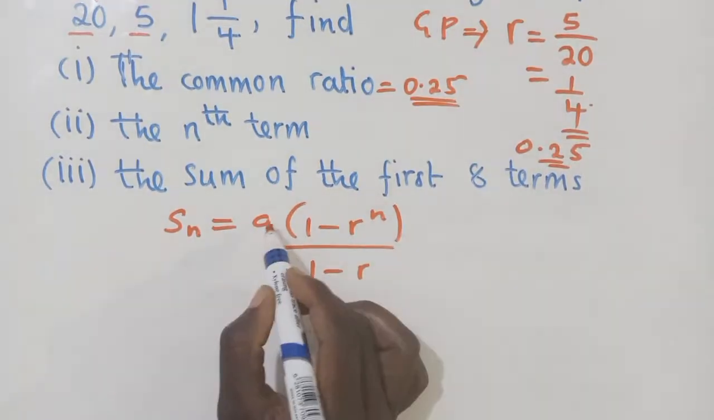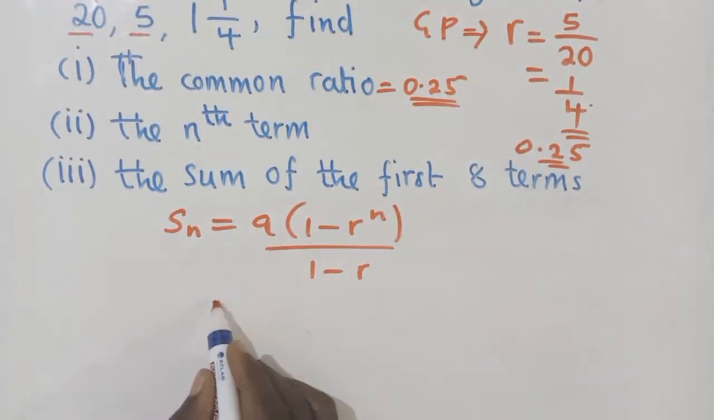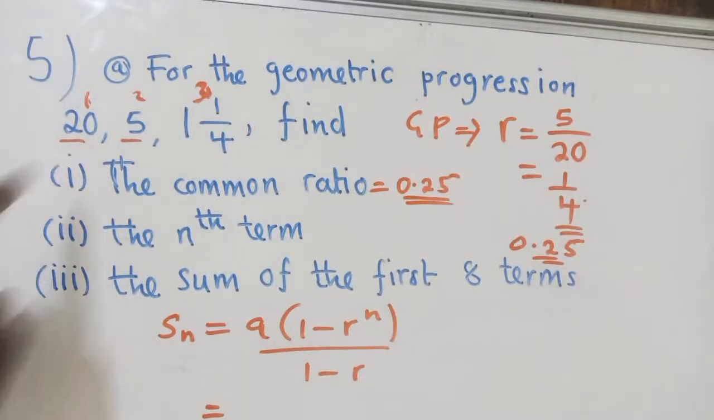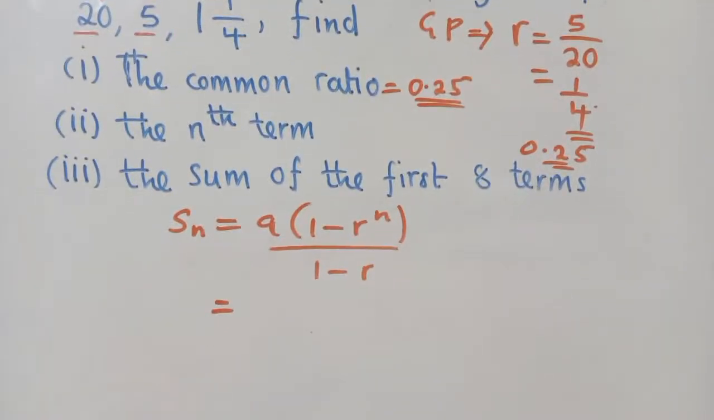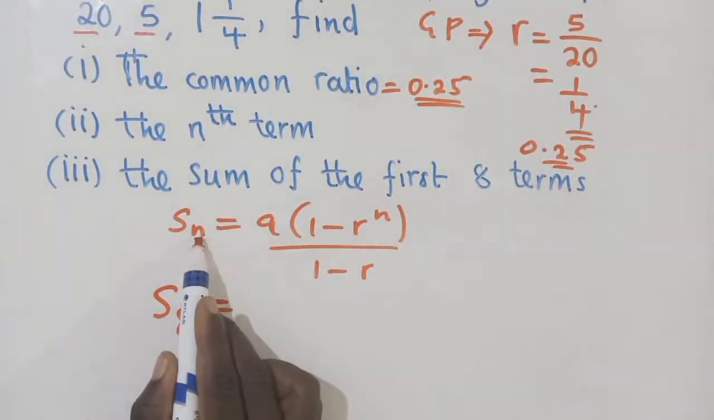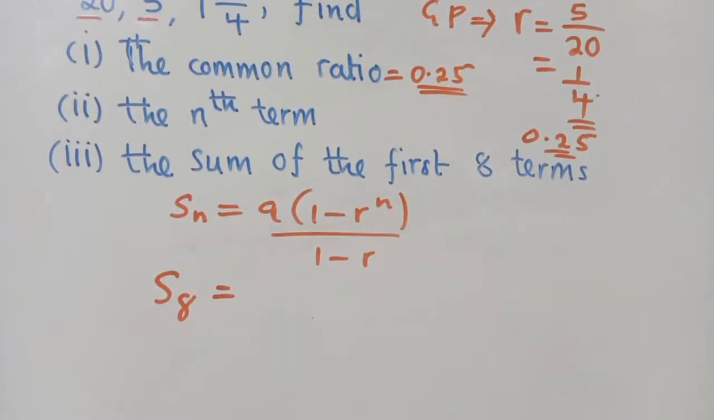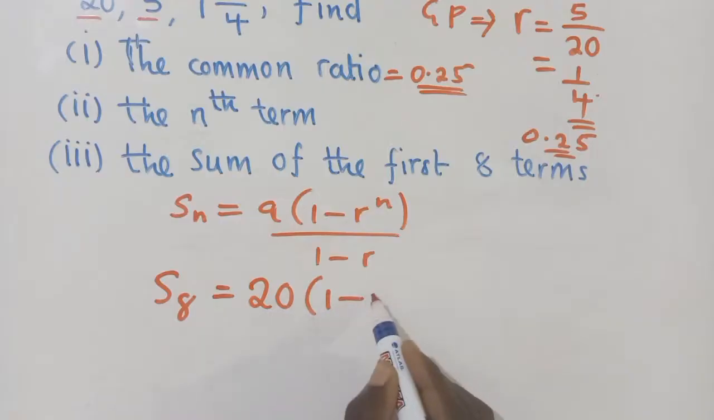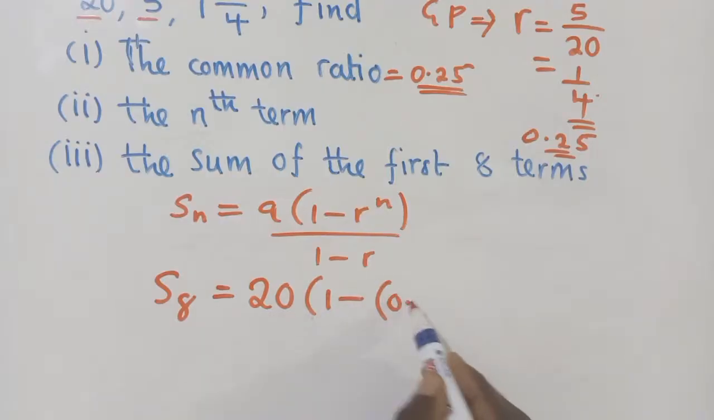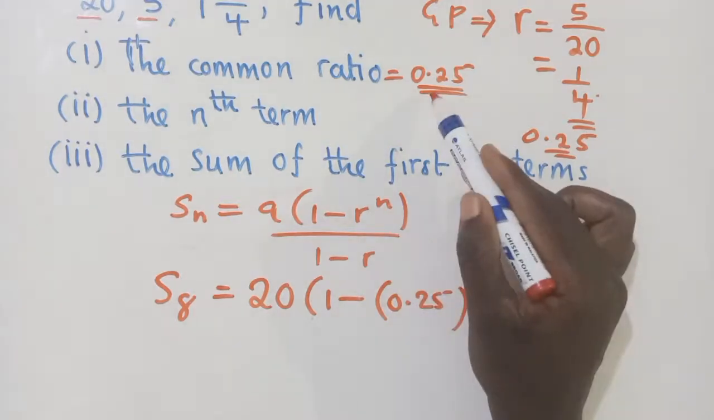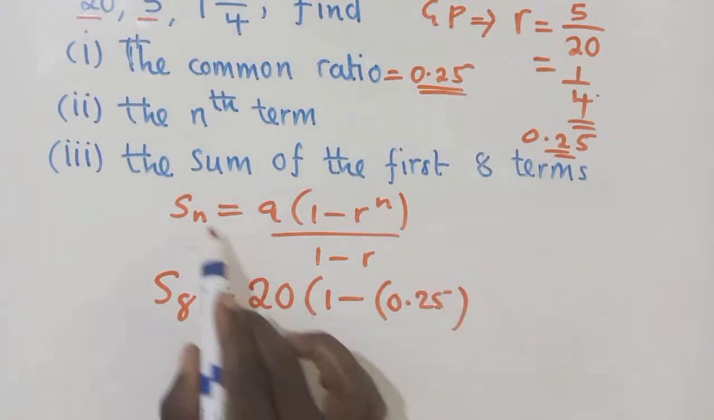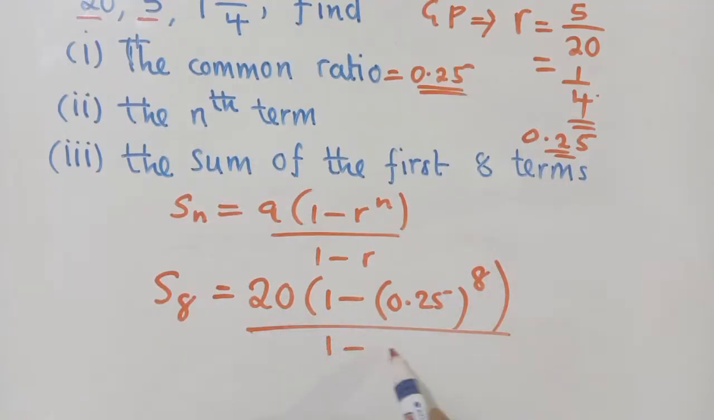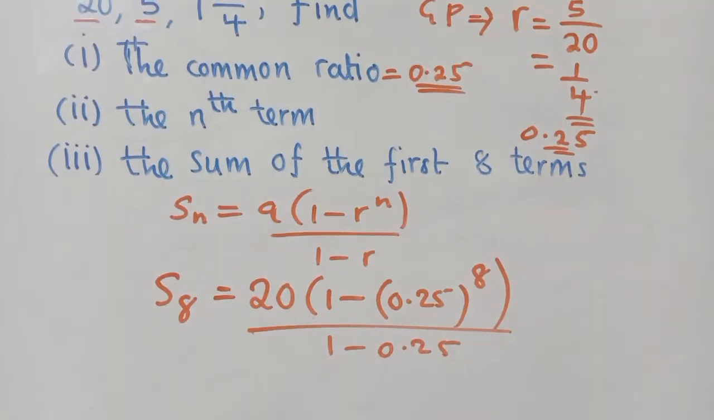So we know that our A is the first term, and if we see nicely here, the first term is 20. So our A is 20. So we're going to say sum of 8. At n, we're going to put 8. Sum of 8 terms is 20, which is our A, open bracket, 1 minus our common ratio, 0.25, this R, power n. What is our n? It is 8, this 8, okay? Over 1 minus 0.25, okay?